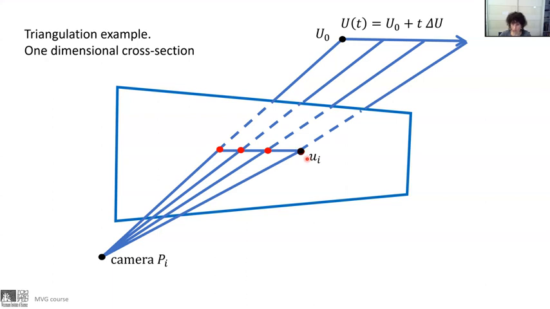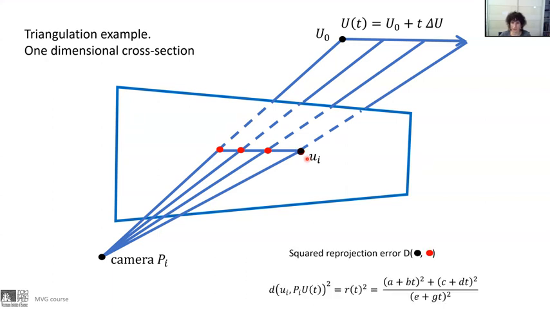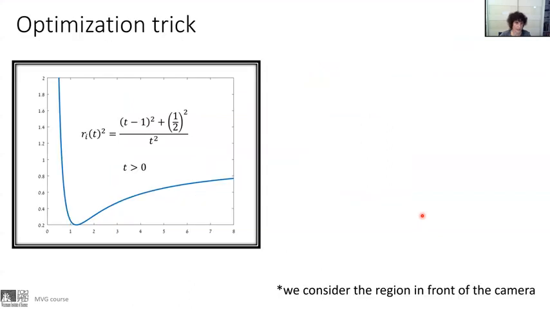Then it can be shown that the distance between the red point along this line and the black point, the reprojection error squared, can be written as exactly what we saw before: an affine transformation of t squared plus an affine transformation of t squared, divided by an affine transformation of t squared. This is a very simple example. And how does it look? Let's look at the next slide.